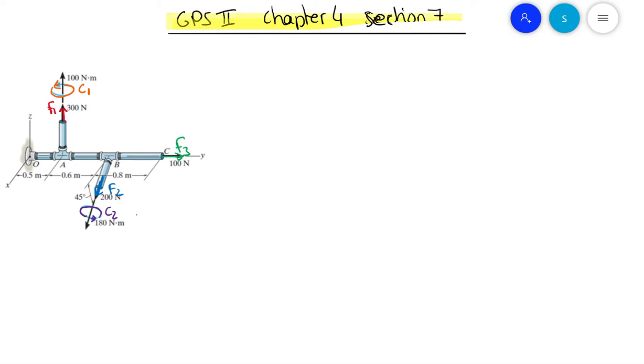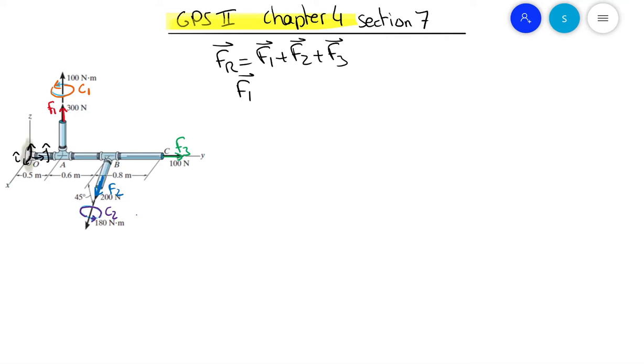Okay, section 7. First thing to do, let's find the resultant force Fr, and Fr is equal to F1 plus F2 plus F3. We need to write those 3 vectors in Cartesian notation form to add them together. So this is I hat, J hat, and K hat, the 3 unit vectors of x, y, and z.